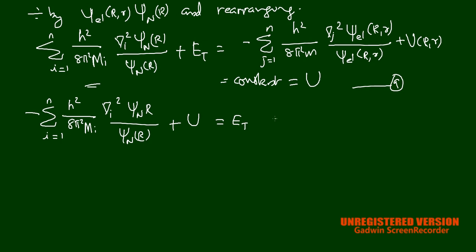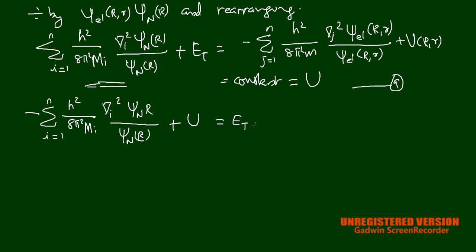I will give the number to the next equation. So this is the first equation. What I have done here is that I have equated the left hand side of this equation to U. Then I have taken one term to the other side. That's why this became minus, plus U is equal to E_t.